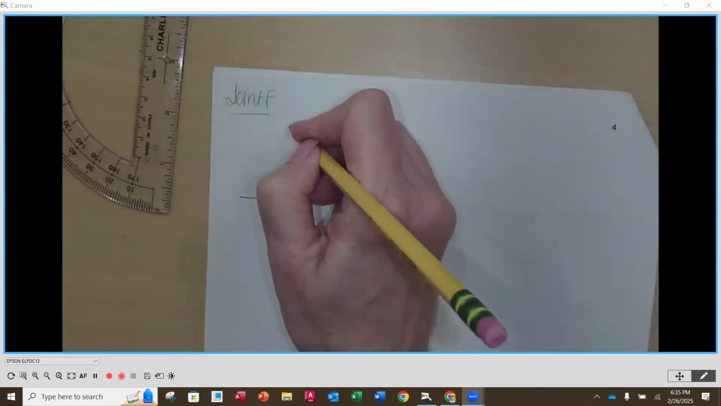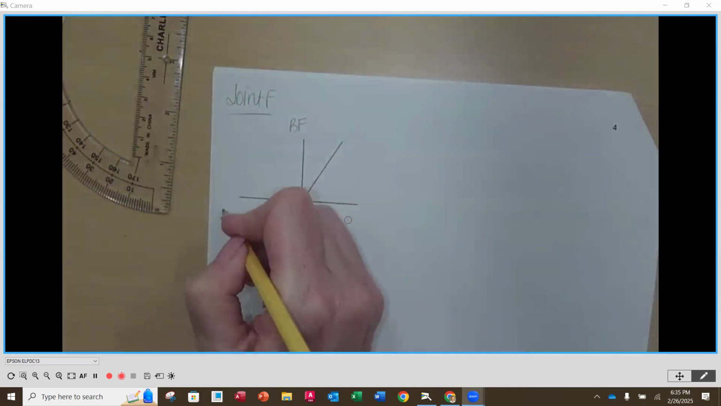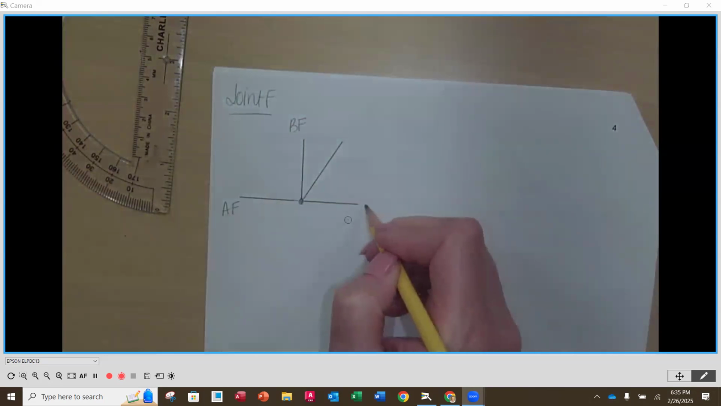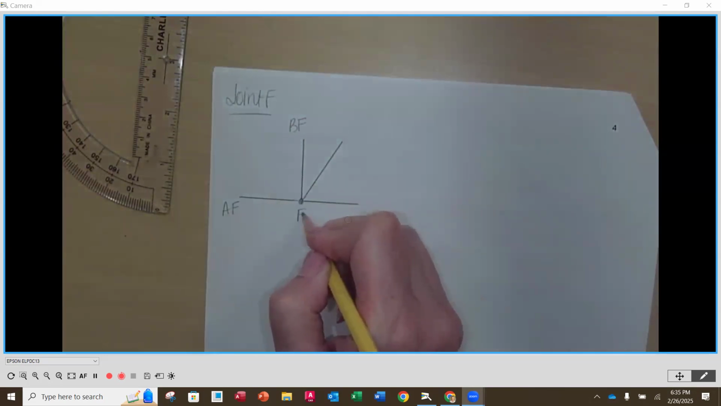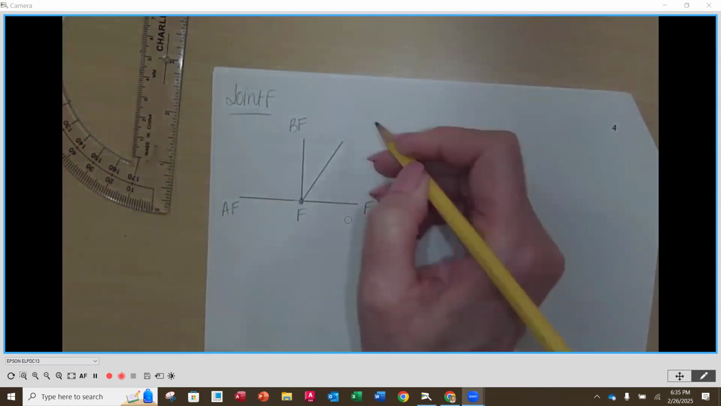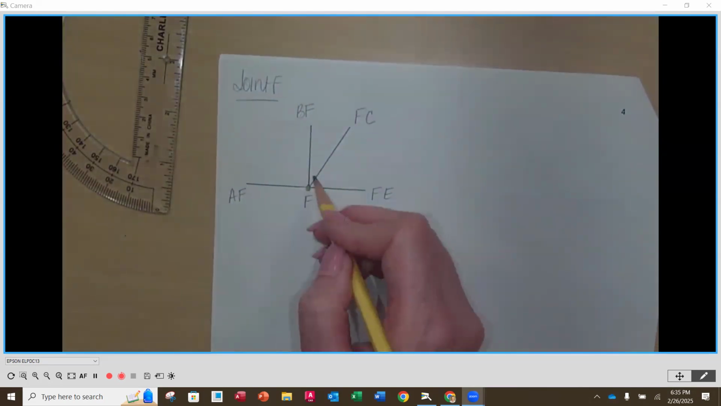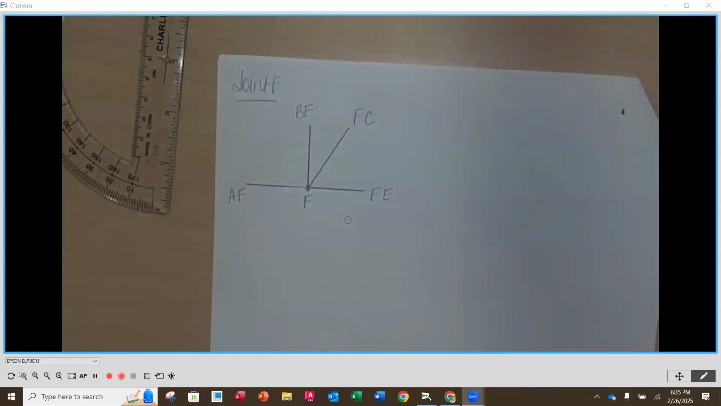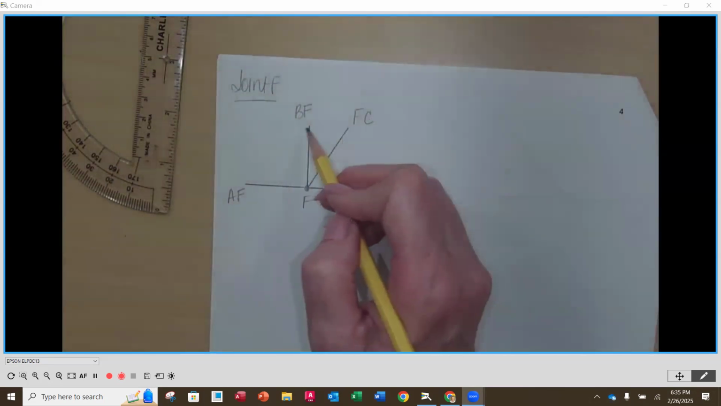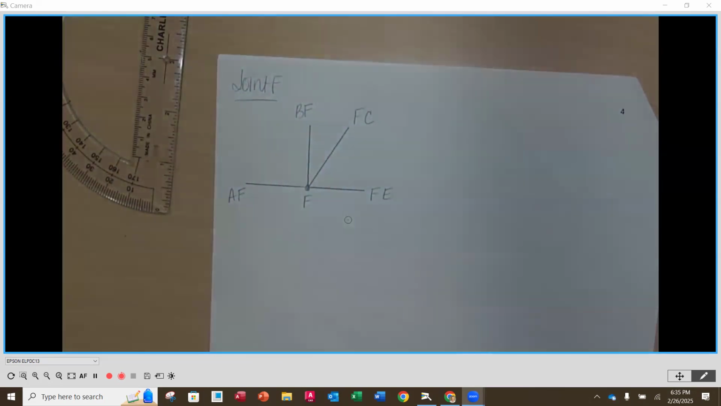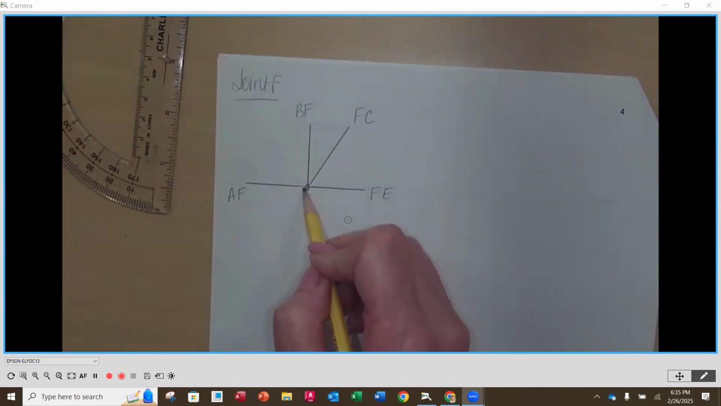So we know this is BF. We know this is AF. This is going to be FE, and this is going to be FC. We only worry about what's coming together at F. Okay, we're not gonna put in BC. That was on joint B, and then we'll see it again on joint C, but only on F here.